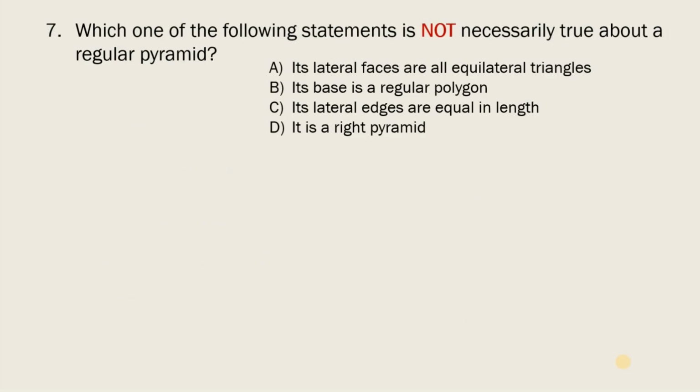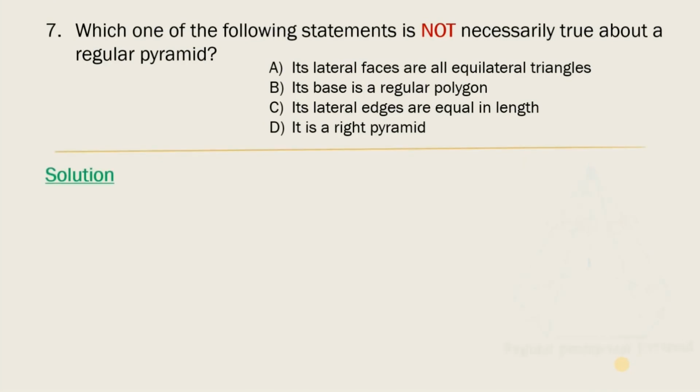Question 7. Which one of the following statements is not necessarily true about a regular pyramid? Its lateral faces are all equilateral triangles. Its base is a regular polygon. Its lateral edges are equal in length. And it is a right pyramid. Pause the video whilst you decide.